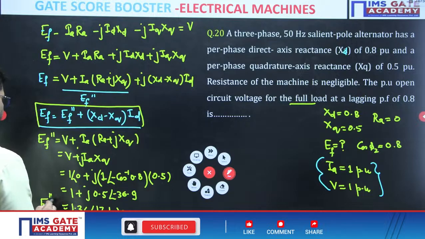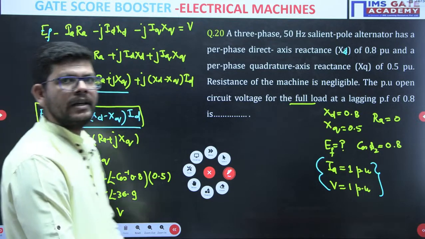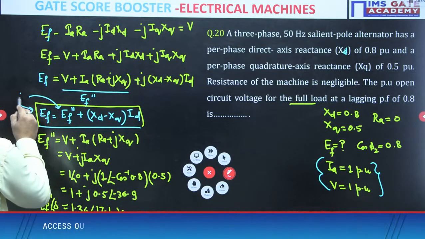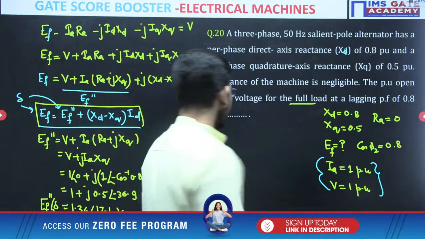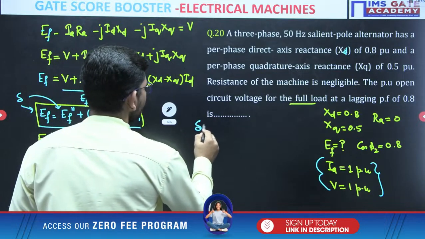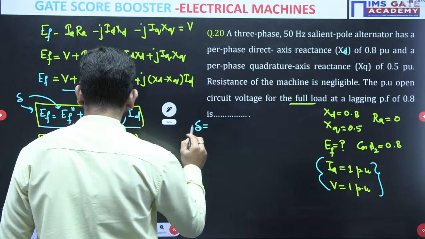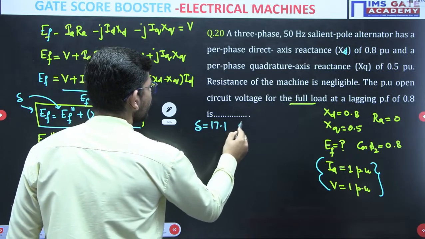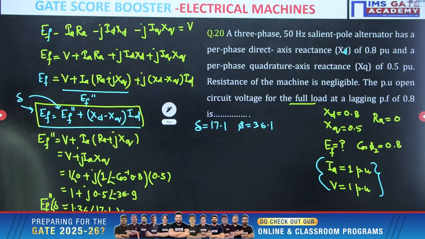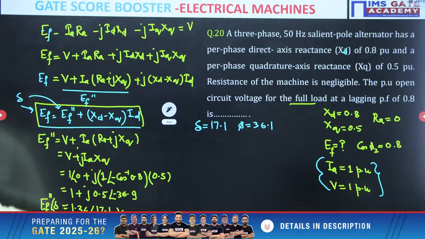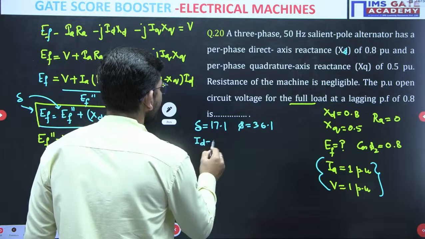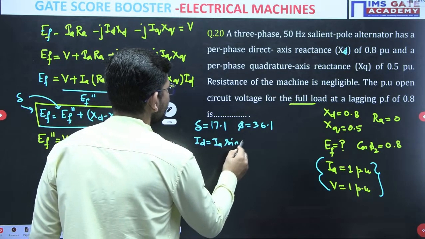EF double dash might be written as EF double dash at angle delta. Both EF and EF double dash have the same angle delta. So now we are getting the value of delta. The value of delta is 17.1, and the value of phi is 36.9. Okay, now EF double dash we have calculated. We need to calculate ID. So what is ID? ID is IA sin psi.